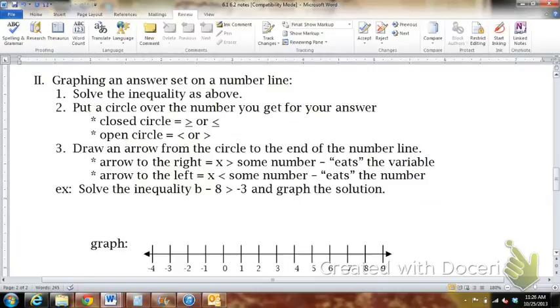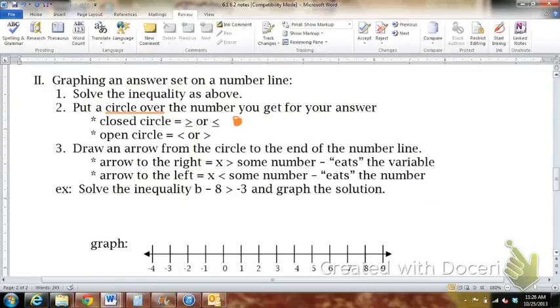Okay, now we're going to take it one step further. Now we're going to graph our answer set on a number line. So first thing you need to do is solve the inequality just like we've been doing. Now you're going to put a circle over the number that you get for your answer. You're going to put a closed circle like this.